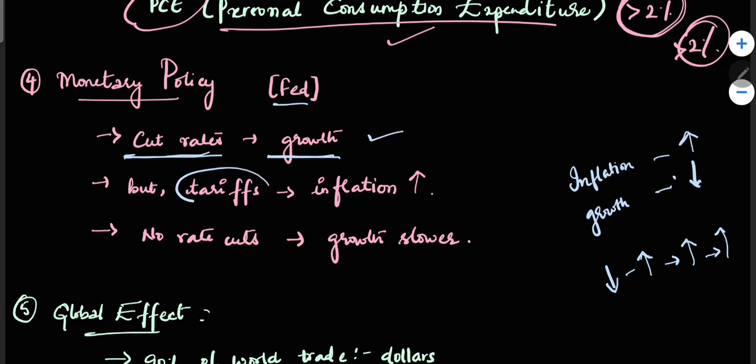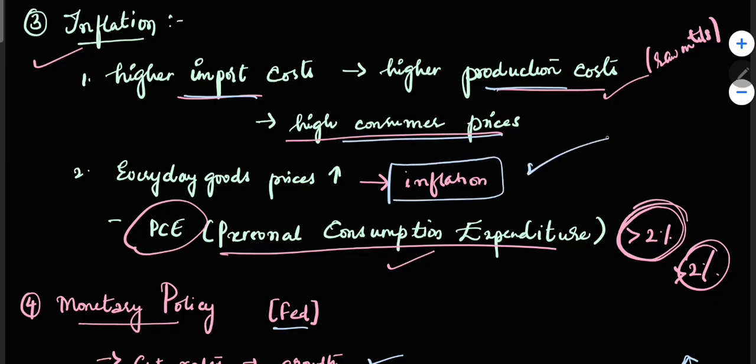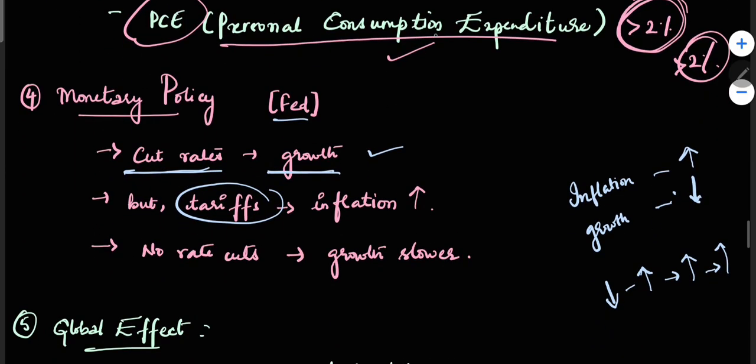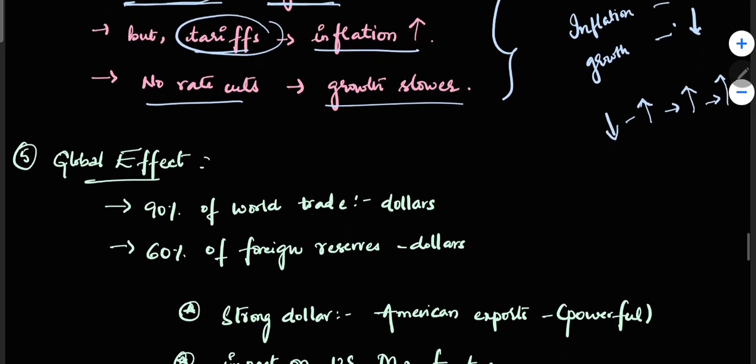But as tariffs are increased, the import costs are more, production costs are more, consumer prices are higher, and inflation is coming back again. So when inflation is rising again, we should not cut the rates, we have to keep the rates tighter. Since tariffs are increasing inflation, there are no rate cuts. When there are no rate cuts, growth will be slower again. So monetary policy is becoming complicated due to the tariffs.